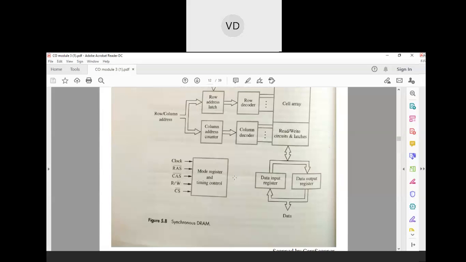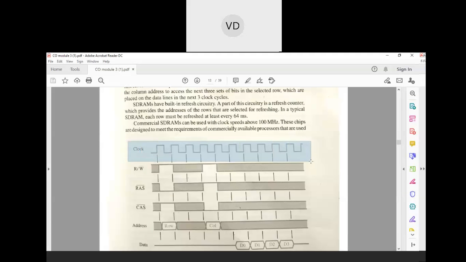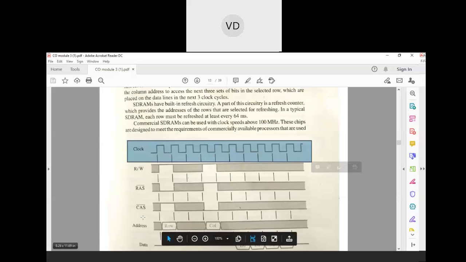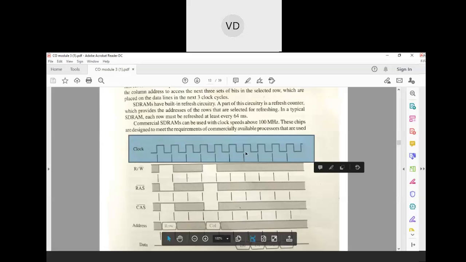In the synchronous DRAMs, there is only a single clock signal. You can see here, this is a single clock signal. Using this single clock signal, all the generated signals are synchronized with this clock signal. That is why it is called synchronous dynamic RAMs. Why is it called synchronous dynamic RAMs? Because there is a common clock, and under the control of the common clock, all the other signals will be working. So this is how it happens. Let us study this.